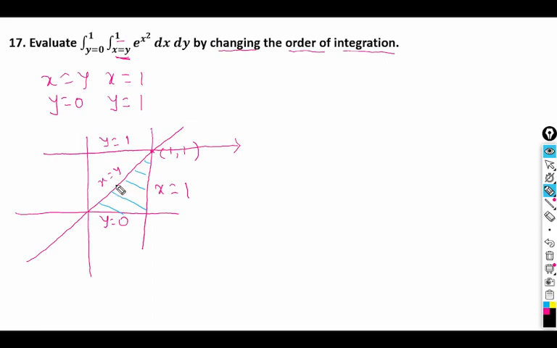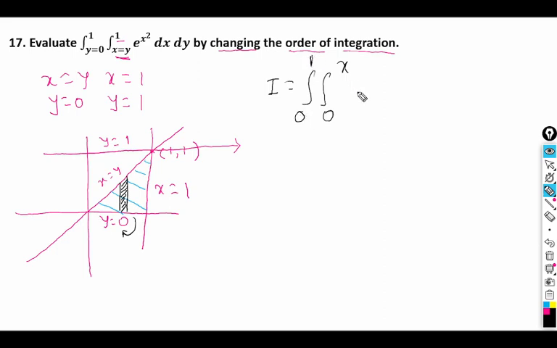See, x has the variable limit, so the original order is dx dy. Now we have to make it dy dx, so we'll take a vertical strip. The strip is vertical now, so the lower end touches y equal to 0, and the upper end touches y equal to x. And what about the minimum and maximum value of x over the region? So x varies from 0 to 1.